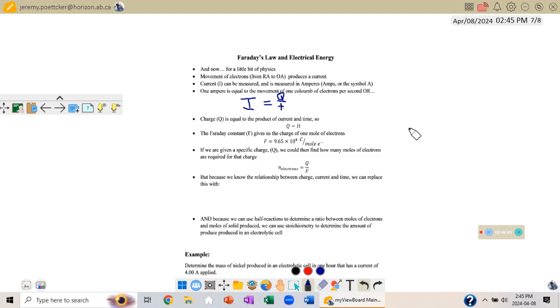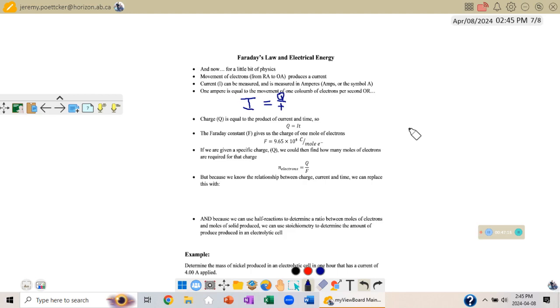One of the things he came up with is what we call the Faraday constant, and it gives us the charge of 1 mole of electrons. And the charge of 1 mole of electrons is 9.65 times 10 to the 4th coulombs per mole of electrons. That value, by the way, you do not have to remember. It is given to you in your data booklet on page 3.